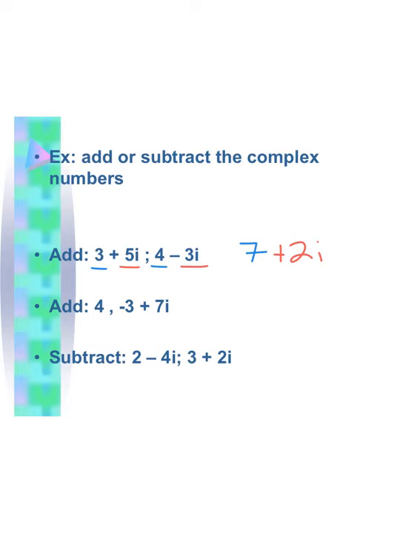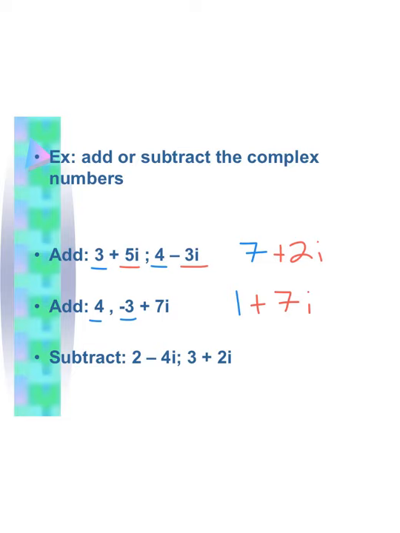If I look at my next examples, we have 4 and then negative 3 plus 7i. Again, we're going to focus on combining the real together. So I have a 4 and a negative 3. If I add those together, we get 1. For the complex portion, we don't have any i values here for our first expression. For the second one, we do have a 7i. So when I add them together, I simply just get plus 7i.